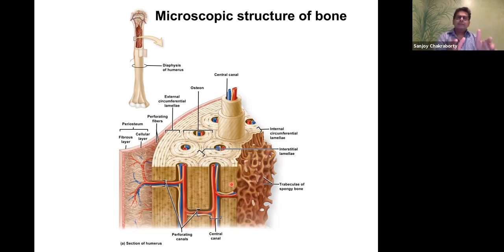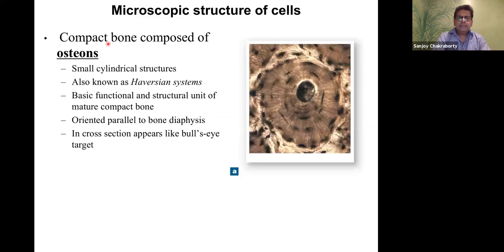So that is the structure of an osteon. Osteon is basically known as the unit of compact bone microscopic structure. Sometimes it is also known as the Haversian system, the basic functional and structural unit of the mature compact bone. Haversian system is another name for osteon, named after a scientist. So that's what an osteon looks like.